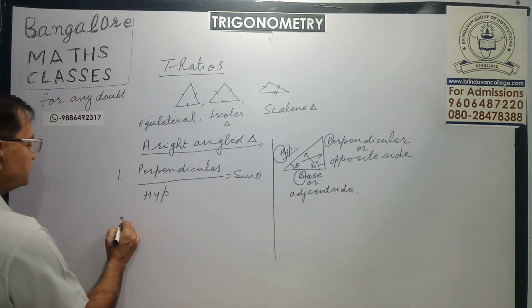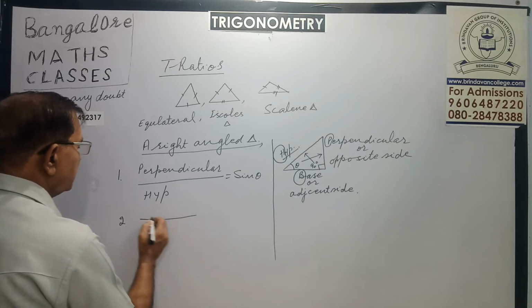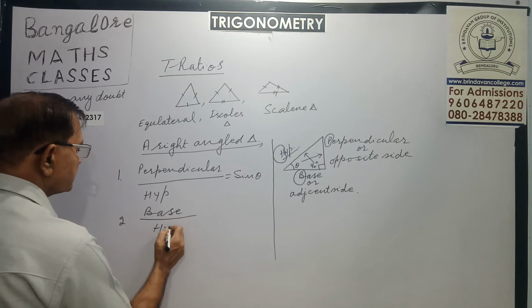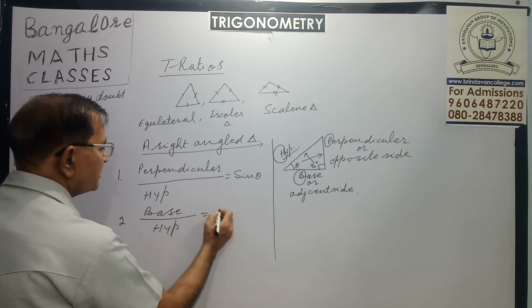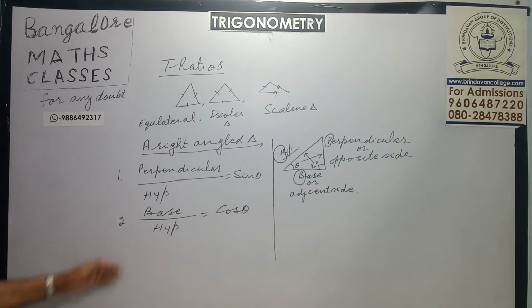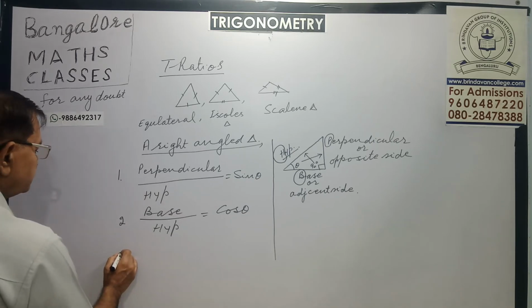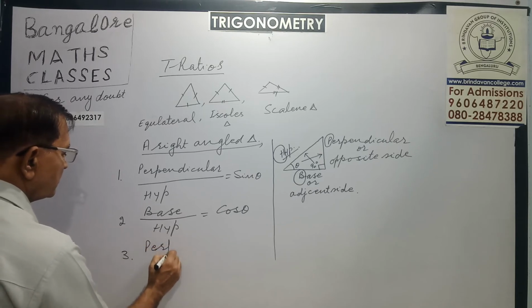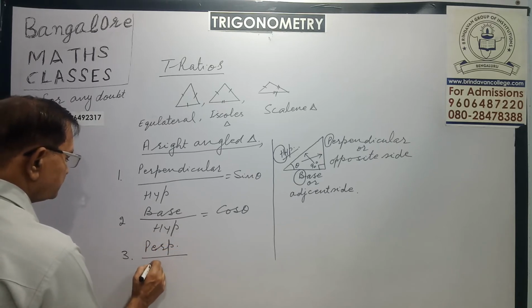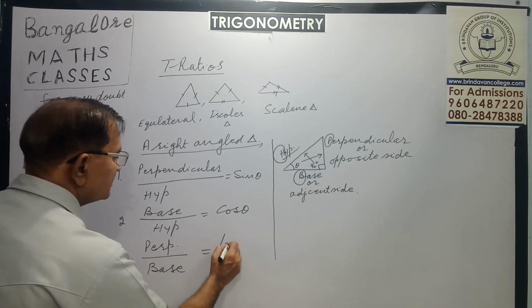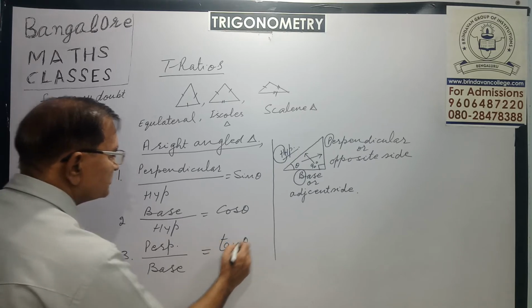Second one, base divided by hypotenuse, and we call it as cos theta. The name given to this ratio is a cos theta. Then perpendicular by base. The name given to this ratio is tangent theta, that is tan theta.